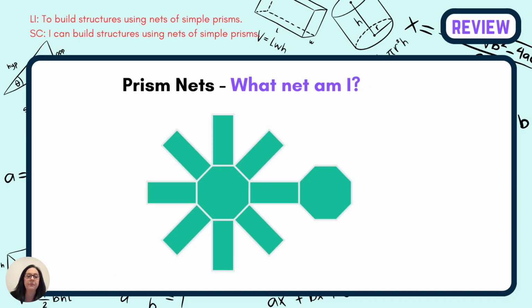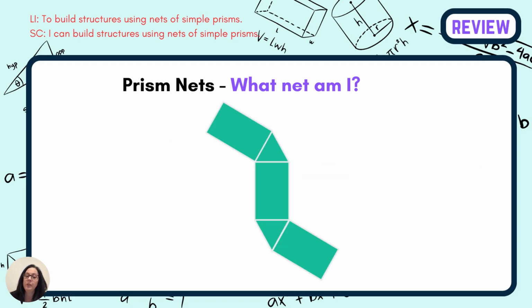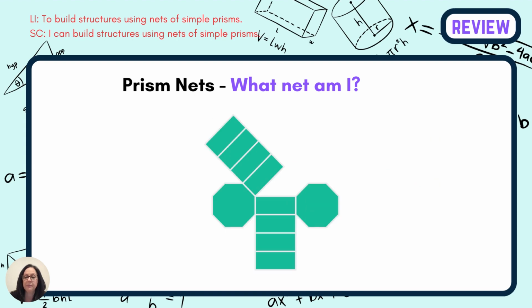So there's our answer. What net am I? We need to look at what the base is, and it's going to tell us what the answer is. Look at the two identical bases, and it'll tell us the type of prism it is. I can see I've got an octagon and another octagon, and then I've got all these rectangles, so I know it's going to be an octagonal prism. Yep. And again, looking for my bases, I've got two identical triangles and then three parallelograms, three rectangles. That one is our triangular prism.